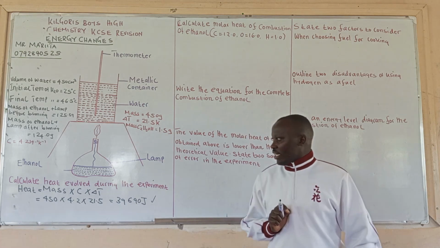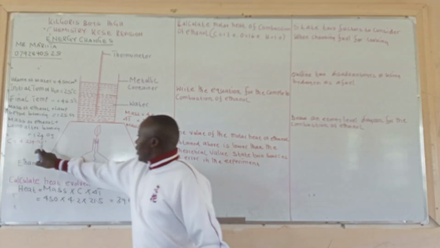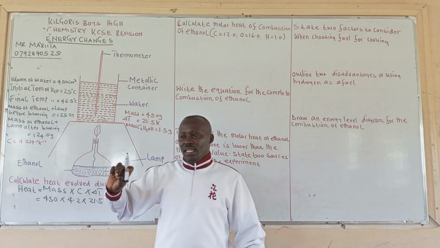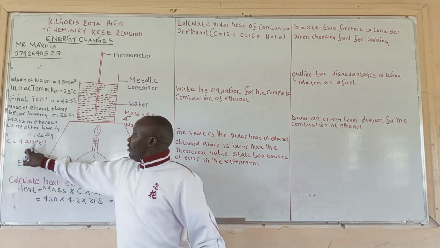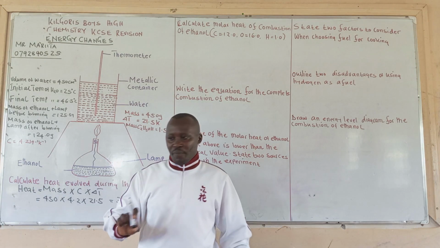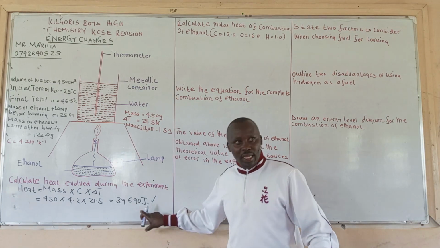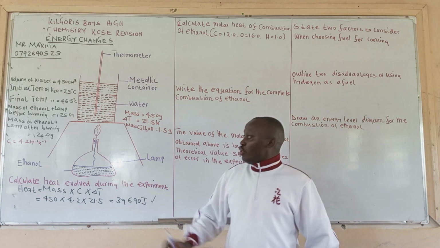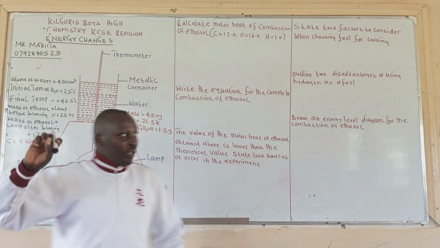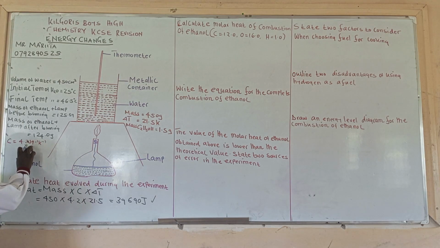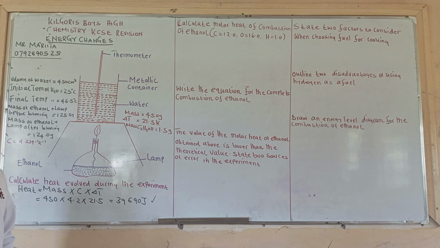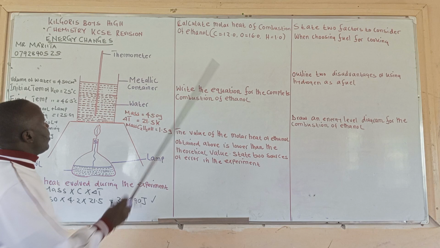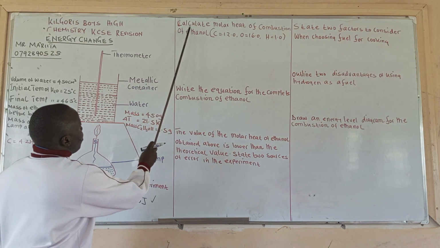But there is something that you need to understand here. You check the SI unit in which the specific heat capacity is given. If it is given as kilojoules per kilogram, then you are supposed to divide this answer by 1000, so that we have it in kilojoules. If the specific heat capacity is given in joules per gram, then the answer remains like that. You check this very well.